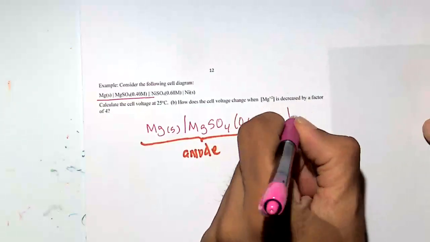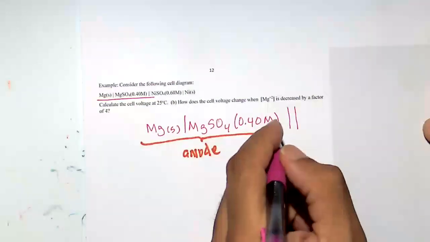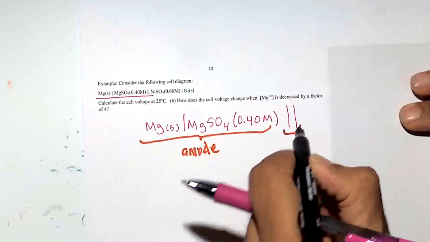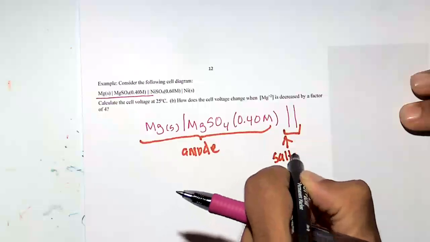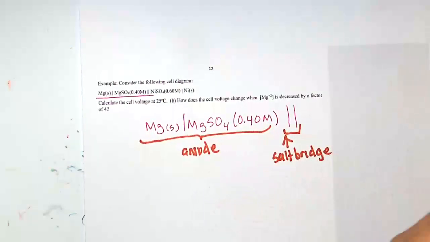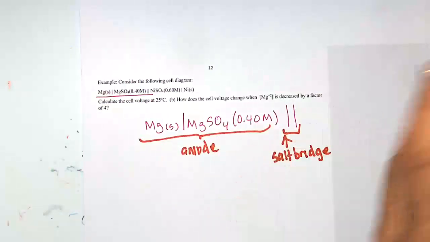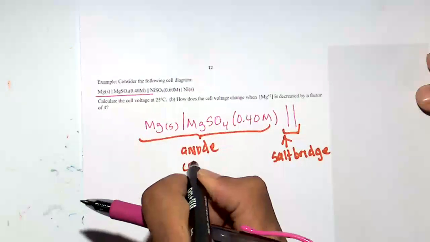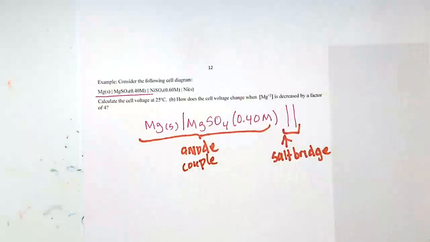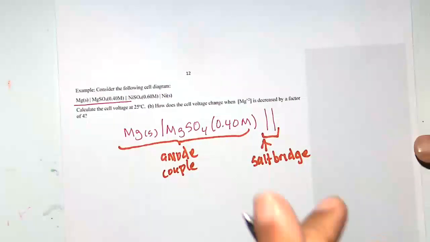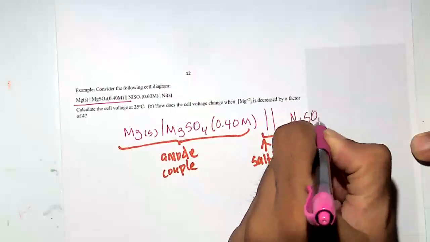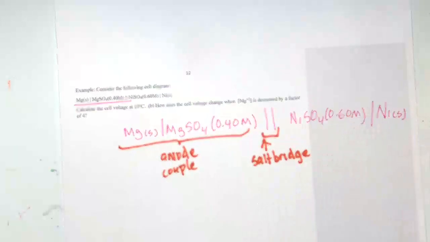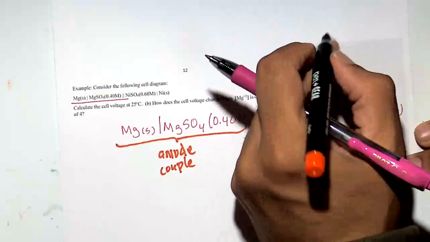We put 2 lines down. This symbolizes what we're going to call a salt bridge, something that connects the anode and the cathode together. And then we have the cathode. Anode couple, salt bridge, cathode couple. 0.60 molar, Ni solid. This is the cathode couple.